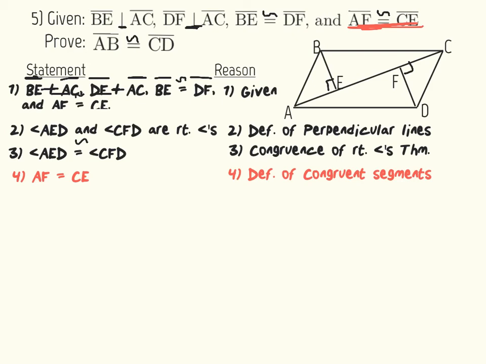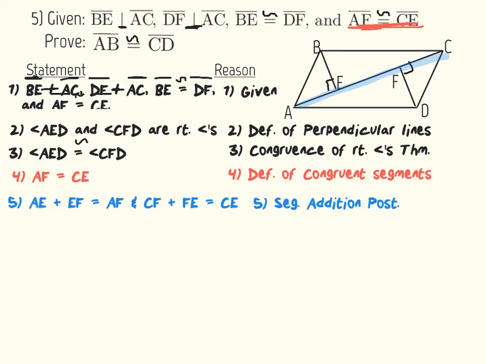Okay, so now if I look at AC, that whole line is made of multiple lines. Because it's made up of smaller lines, I can add those segments together to get the bigger line. So that's what I'm going to do next. I have AE plus EF equals AF, and CF plus FE, or EF, equals CE. Okay, so I'm adding this segment in both cases, from E to F.